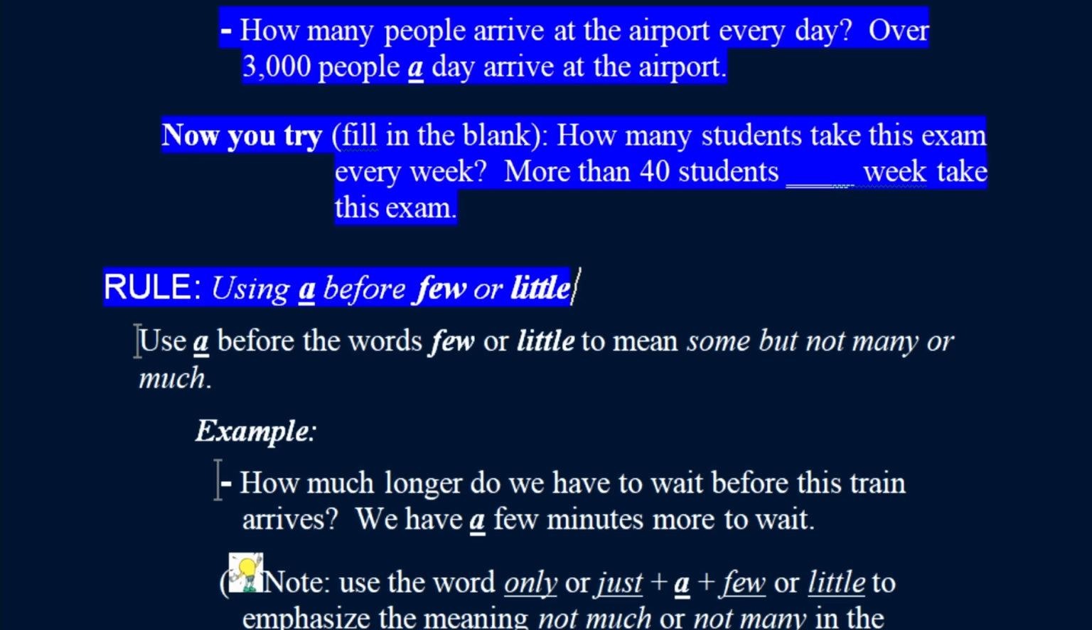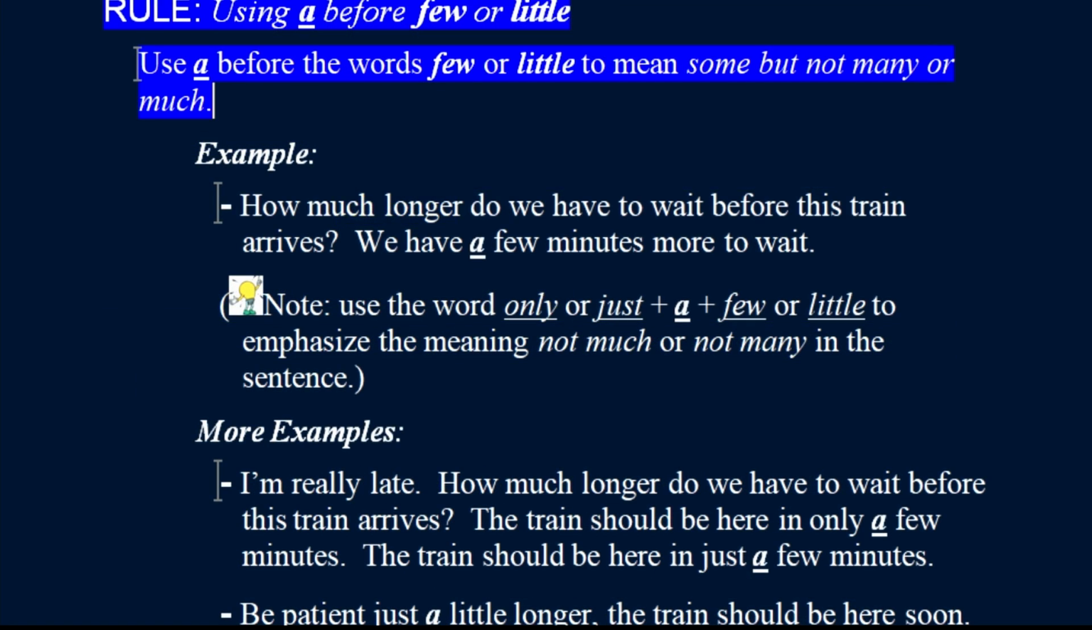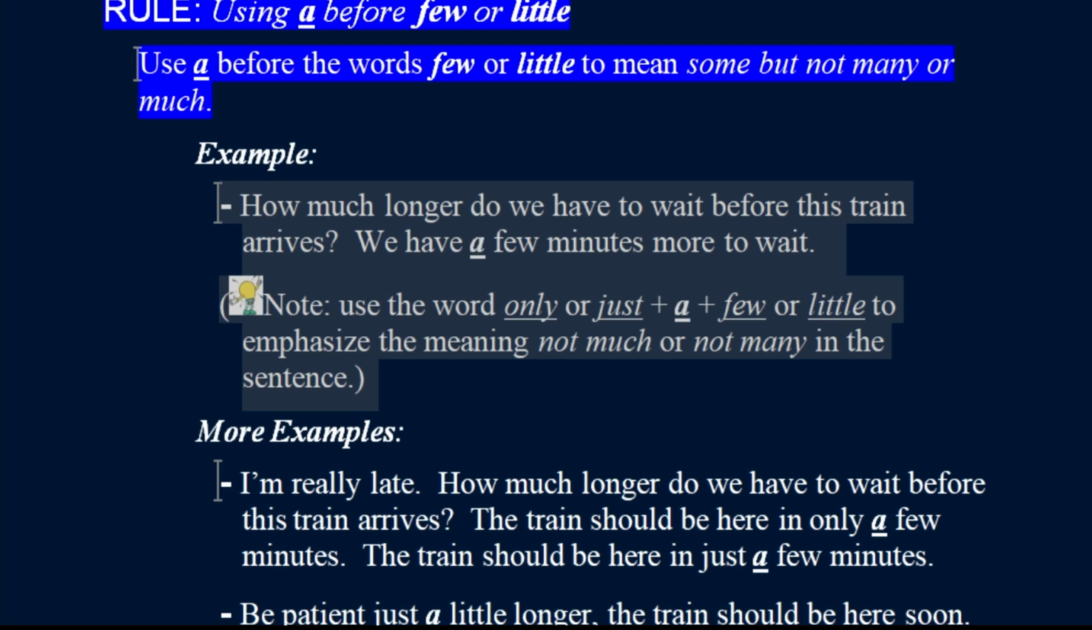Number 4. Use a before the words few or little to mean some, but not many or much. For example, how much longer do we have to wait before this train arrives? We have a few minutes more to wait.